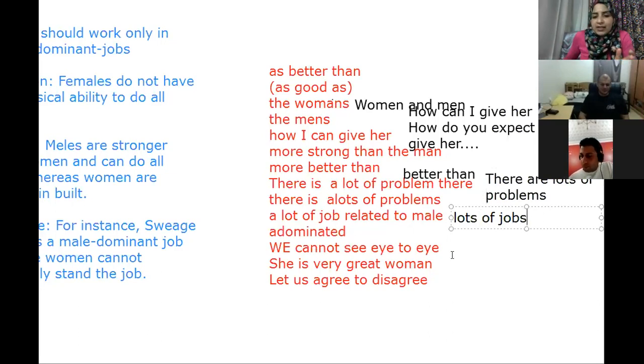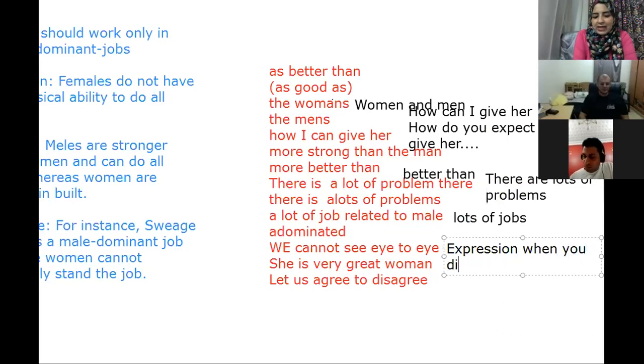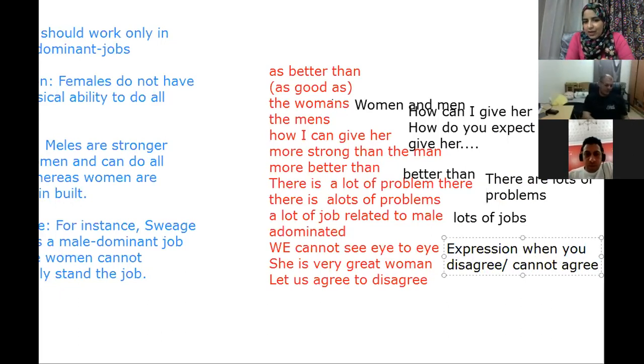So look at this idiom here. This is an expression for when you disagree and you can't agree, you can't reach a mutual argument. You say, okay, Ahmed, we can't see eye to eye. Or let us agree to disagree.